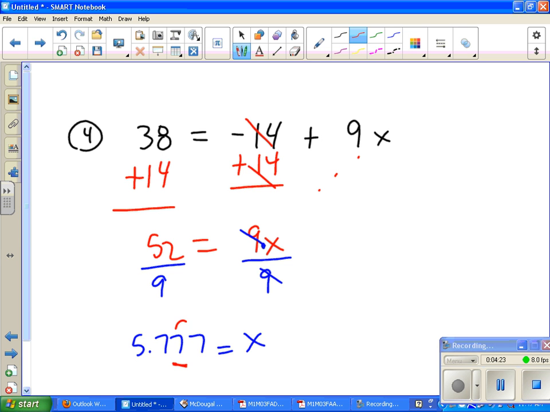Look to the number that's directly to the right of that one. If it's 5 or greater, it tells you to go up. If it's less than 5, you want to leave it alone. That one, 7, is greater than 5, so 5.78 is your new number. x is approximately 5.78, remember that's what approximately means. That's rounded to the nearest hundredth.